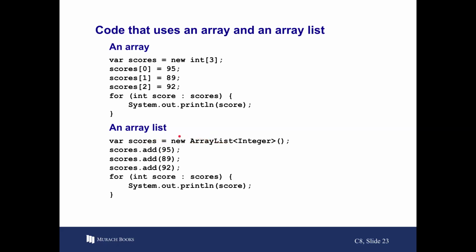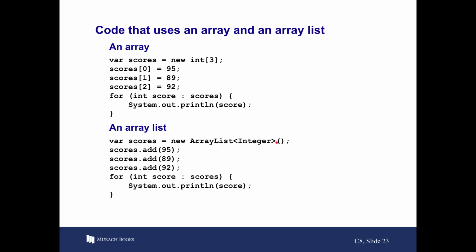Here's an array list. This code does the same thing as the top part, only it uses an array list. So you see we create an array list. We say scores equals new ArrayList. So we actually use the word ArrayList here. And we put the type of element that's going to be in the array list in these angle brackets. And then we have to use the parentheses at the end here. This is because this is a constructor of an object.